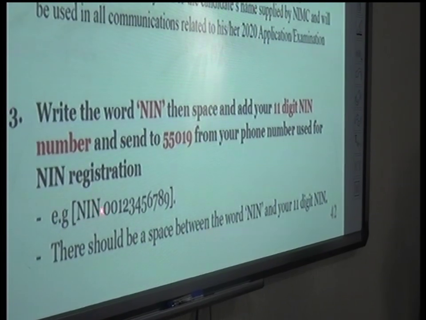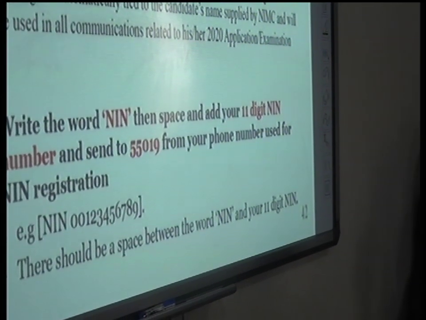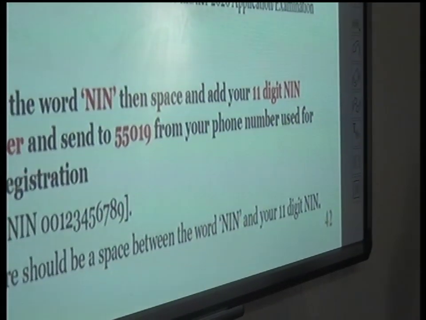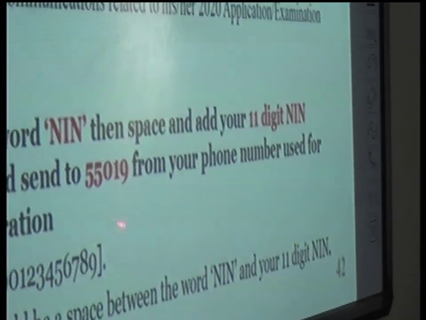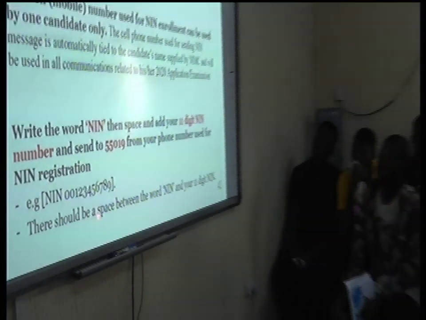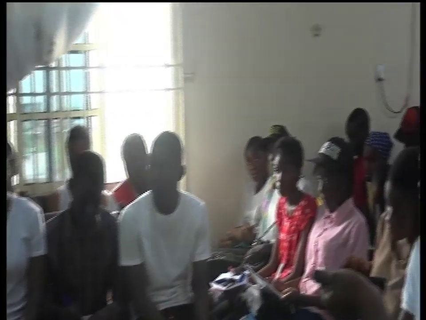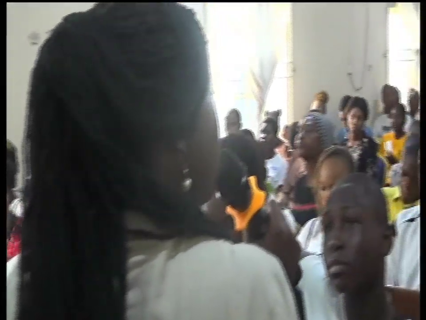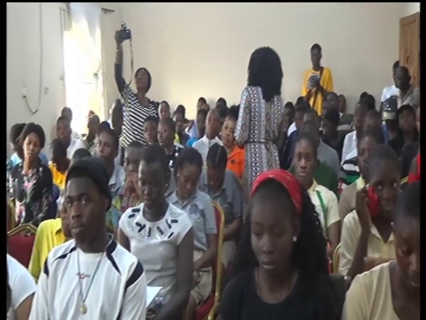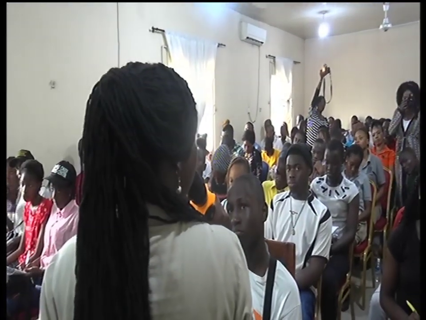NIN, one space, then you will type the 11-digit NIN number as a text message and send it to 55019. It is the first thing you will do to get your code. There should be a space between NIN and the NIN number. This is not your phone number. This is the number that NIMC will give to you after your registration. It is your personal number. It's like your BVN. Please keep it discreetly. Keep all your information discreetly.